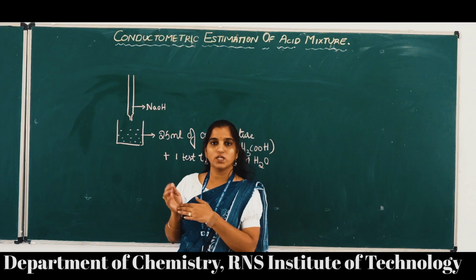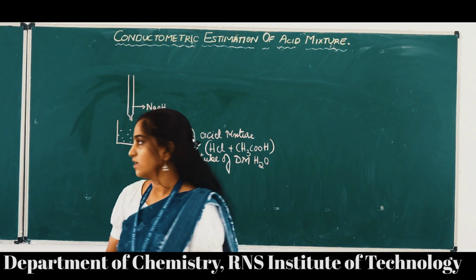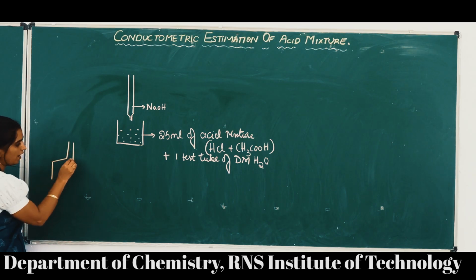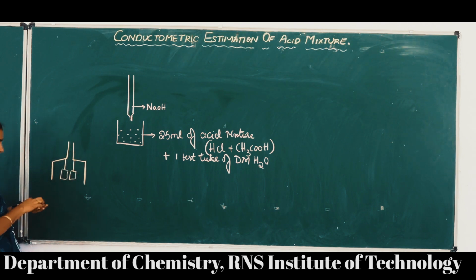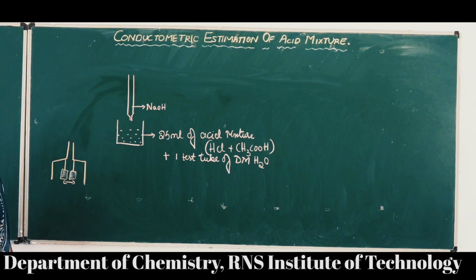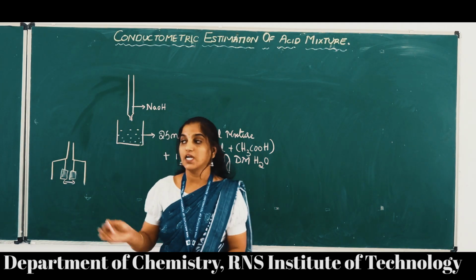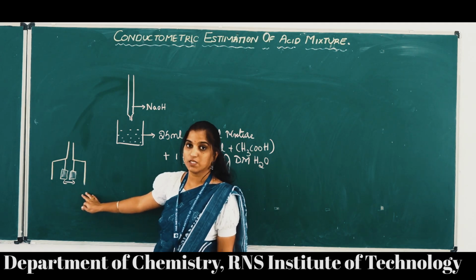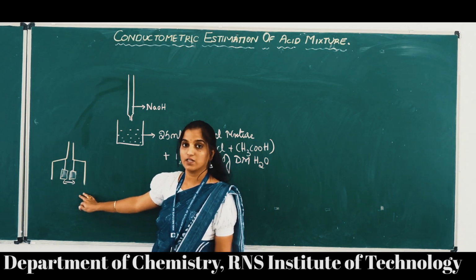Since we are measuring the conductance, we are going to use a conductivity cell. This conductivity cell consists of a glass vessel or a plastic vessel in which there will be two small platinum electrodes, coated with platinum black, separated about 1 centimeter apart. If we use this type of conductivity cell to measure the conductance, it is called specific conductance. There are two more types, molar conductance and equivalent conductance, but according to the syllabus, we are going to use specific conductance.